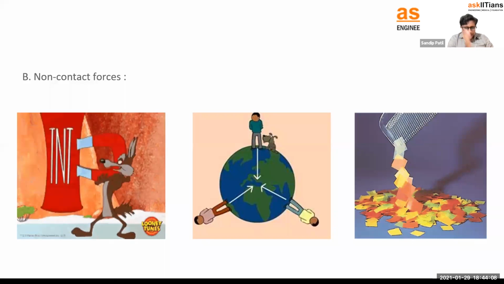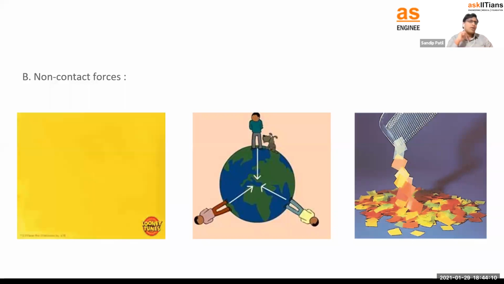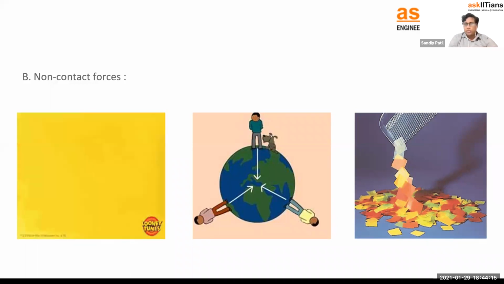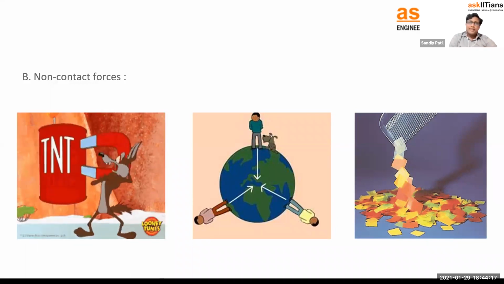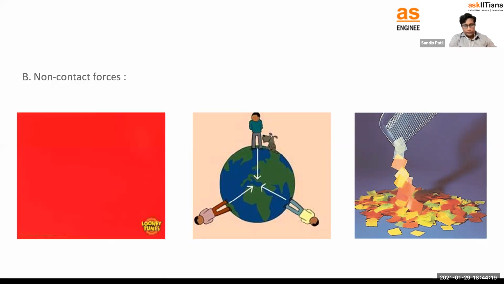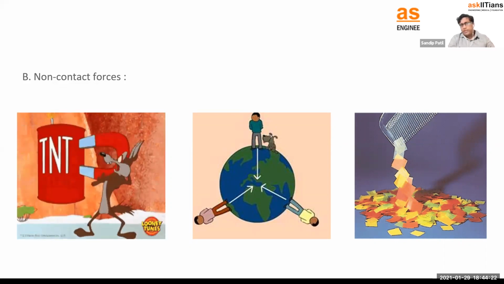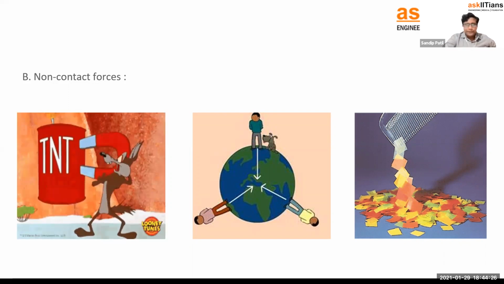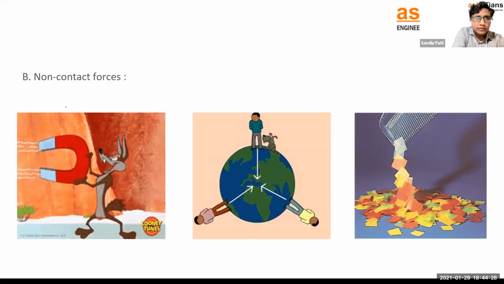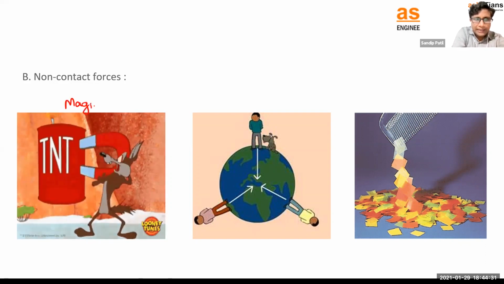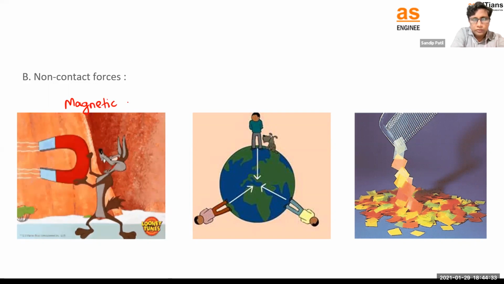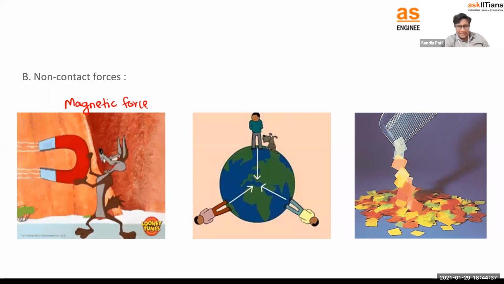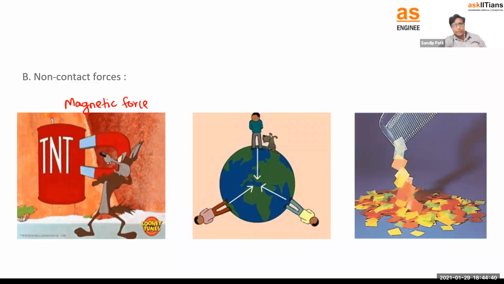But can you see initially in that case, is there a contact between that magnet and that TNT can? No, right? So this is called a non-contact force. There is no contact, still that magnet was able to attract that can. Okay, so we can say this is our first type, that is magnetic force.